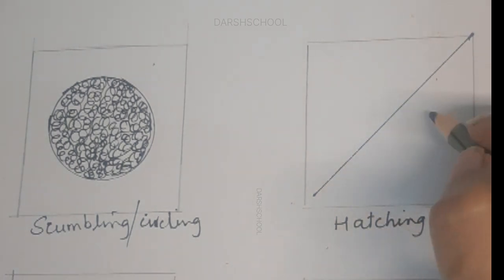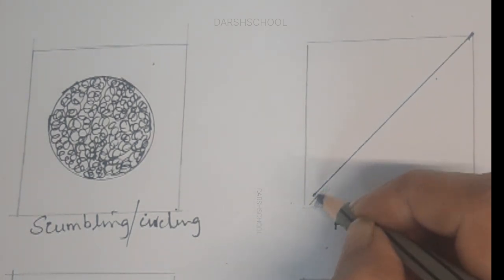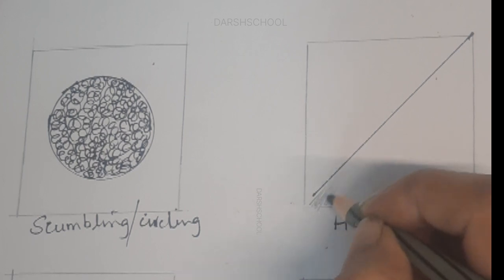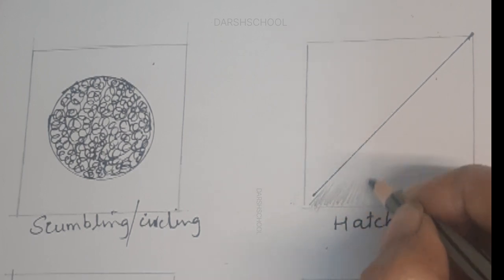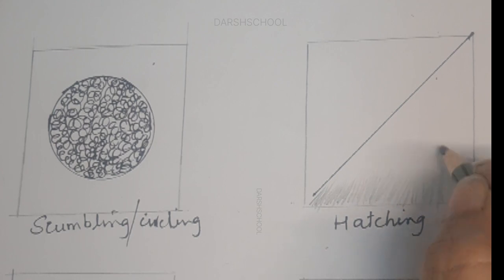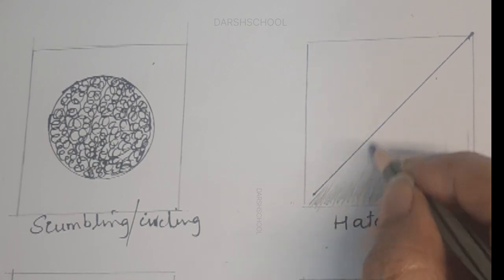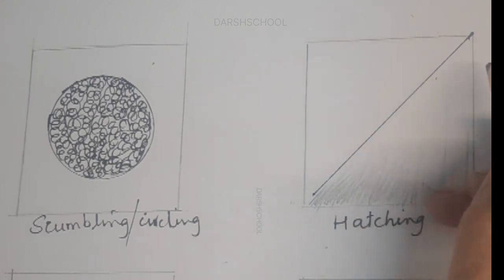Next one can be hatching. Hatching generally takes the form of lines which start at one end with a little press, and then you leave it toward the other end without any pressure, kind of strokes. That is why this filling technique is called hatching. In this, you can also have cross hatching.